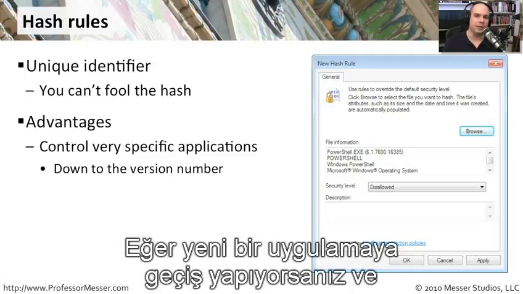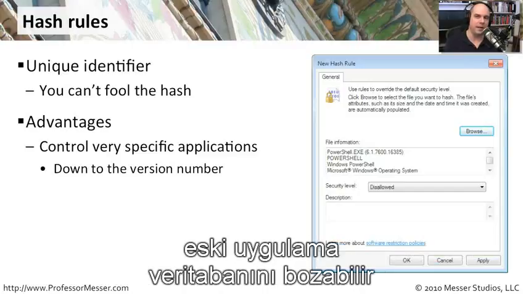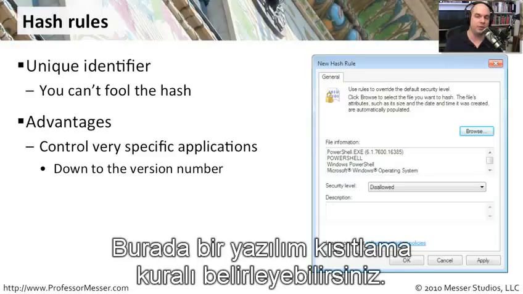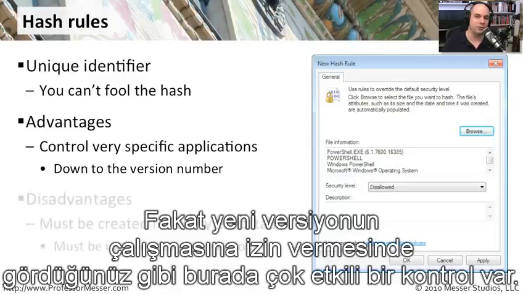If you're rolling out a new application and you want to be sure that nobody's going to run the old application, because that old application might corrupt the database, you could set a software restrictive rule here that does not allow that particular version to run, but still allows the new one to run. So a lot of control there.